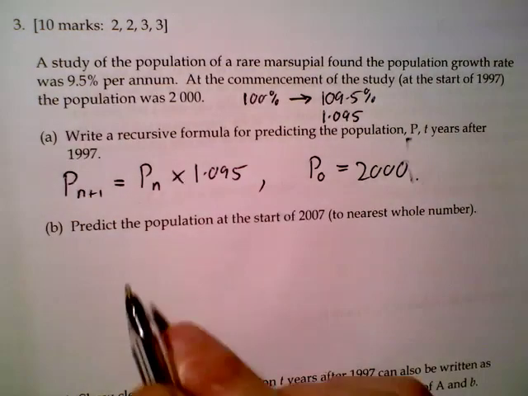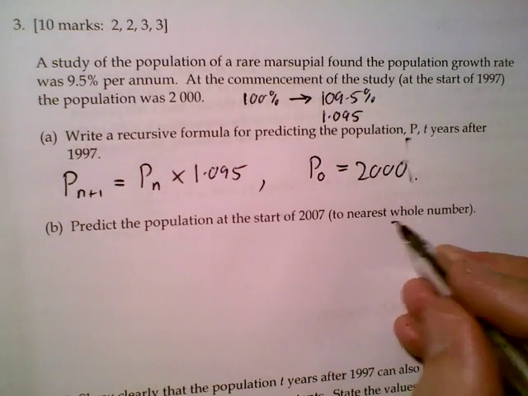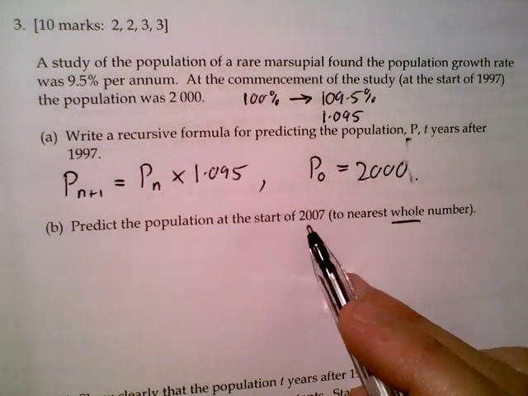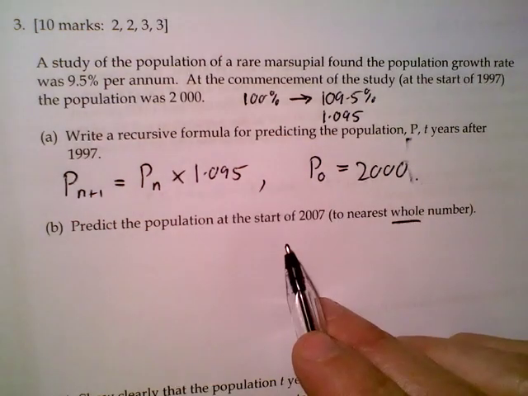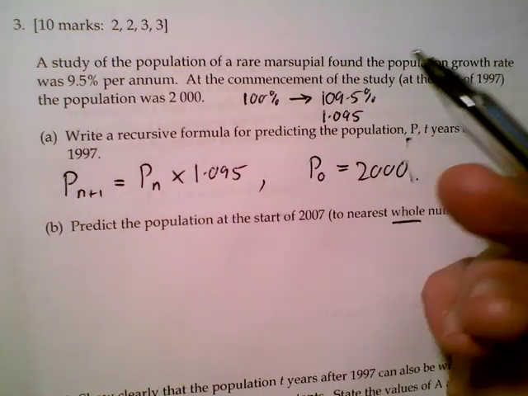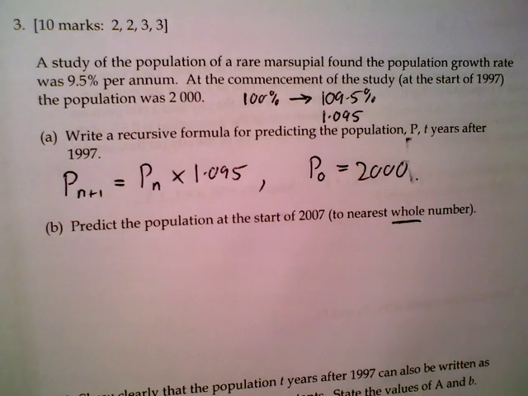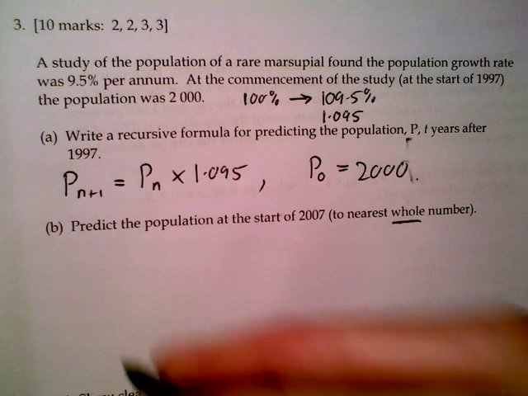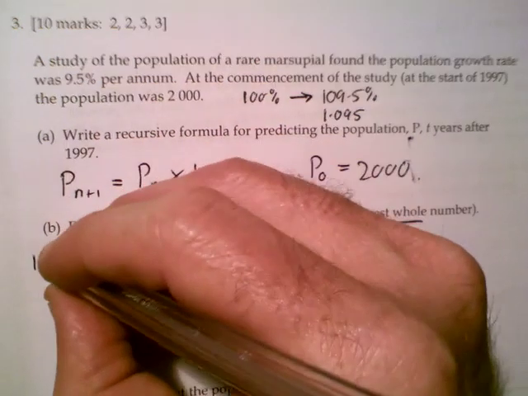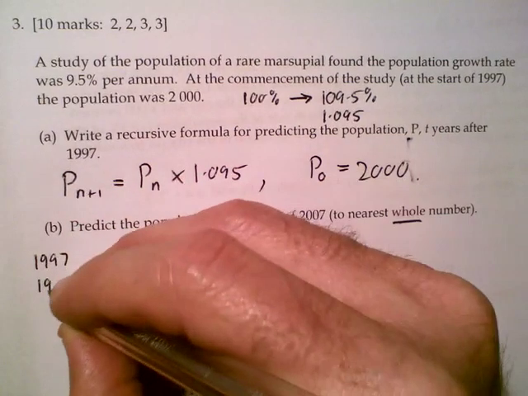Okay, so the next part of the question says predict the population at the start of 2007 to the nearest whole number. For this one, the first thing you've got to work out is which n value you want here. That's kind of the key part of this. I would suggest that you might even say 1997, that's when n is equal to 0, and just start counting up so you get a feel for what's going on.